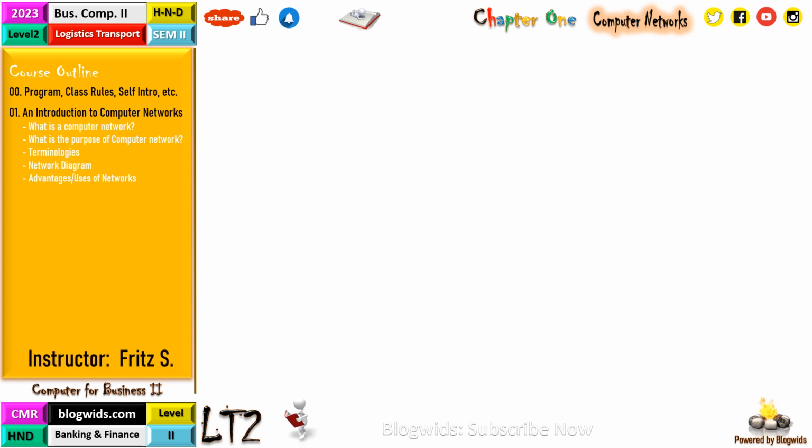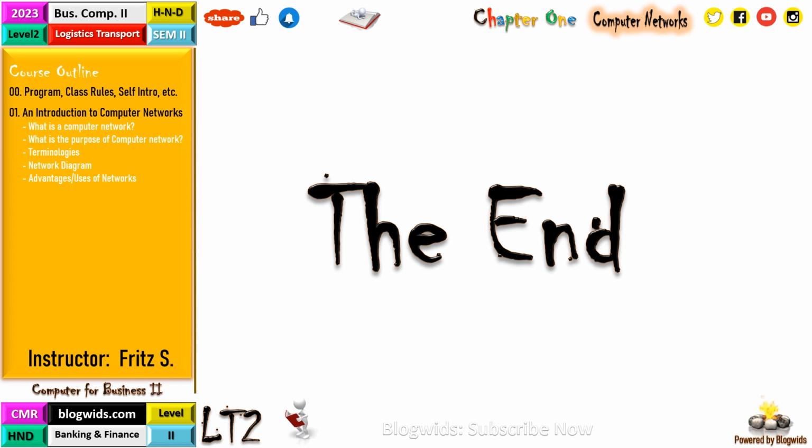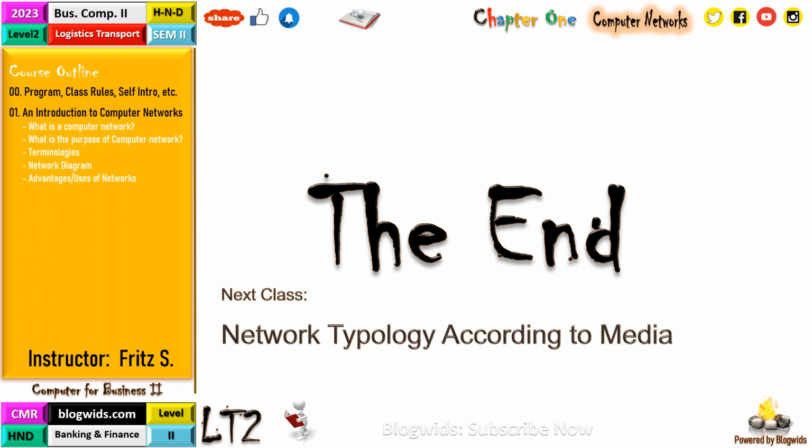So last but not the least, thank you so much. So for assignments, you look at the disadvantages of a computer network. Of course, when we talk about digital, maybe digital divide, like for those who are not computer literate, they seem to be in a dark continent and so on. Okay. So our next class, we are going to look at network typology according to media. Network typology according to media.